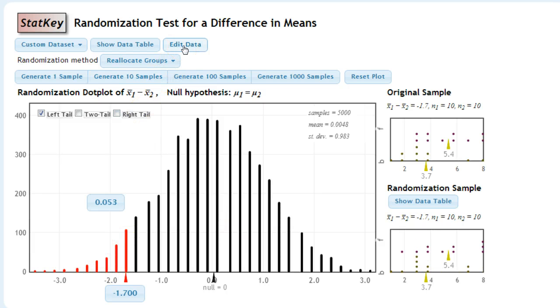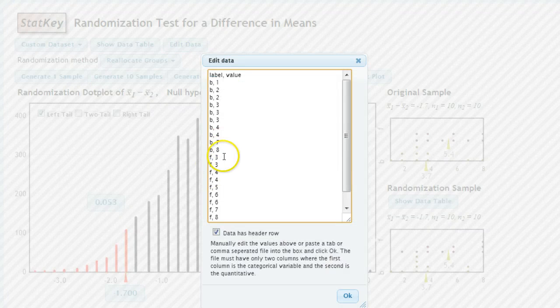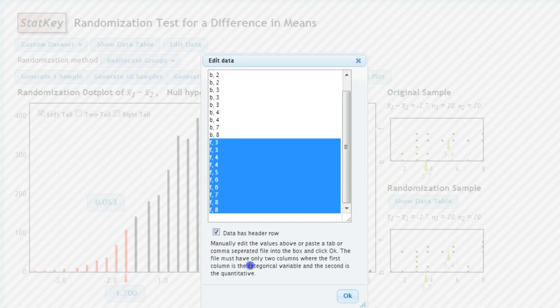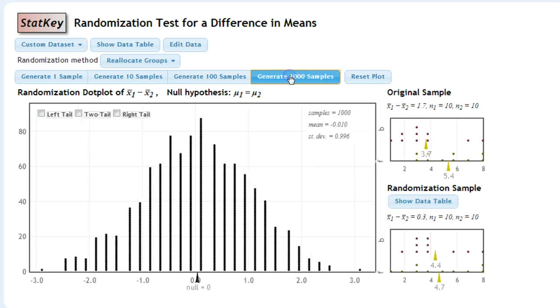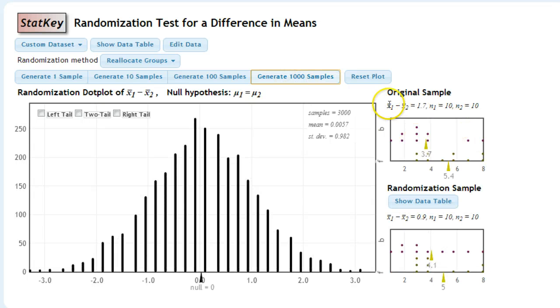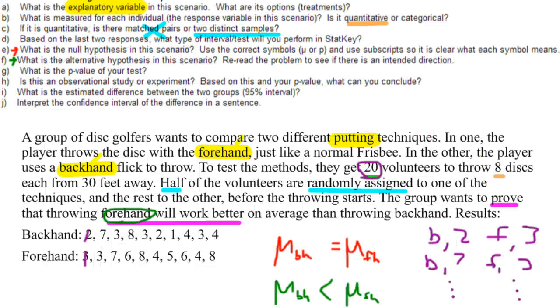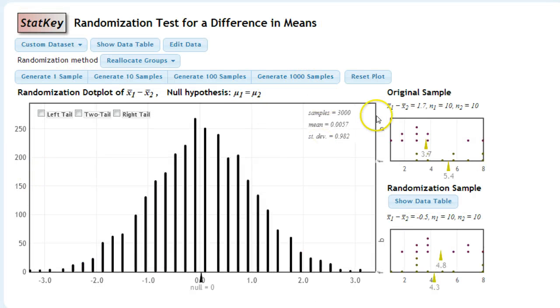If I were to re-enter my data, let me just show you what happens if I put the forehand group first. So I were to cut and paste and put the forehands above the backhands. Hit OK. Regenerate my data. You'll notice that my x1 minus x2 is now positive 1.7. In this case, I would do a right tail test. With the exact same alternative hypothesis, I would end up doing a right tail test.